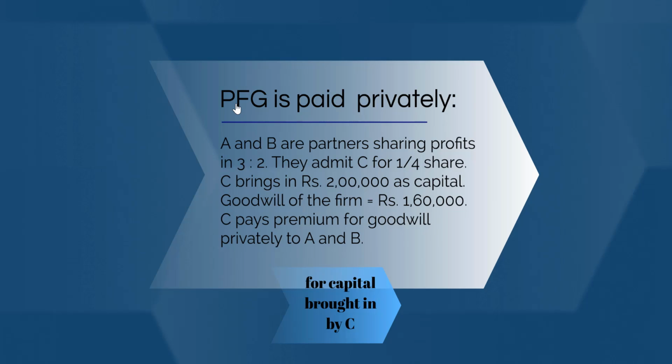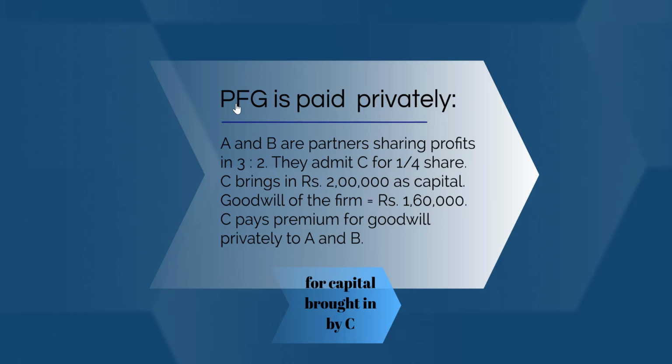Let's say A and B are partners sharing profits in 3:2. They admit C for 1/4 share. C brings in rupees 2 lakh as capital and goodwill of the firm is rupees 1,60,000. C pays premium for goodwill privately to A and B. So we have here that the capital brought in by C is rupees 2 lakh and that C pays the premium for goodwill privately to A and B.